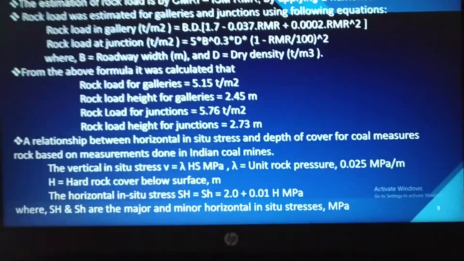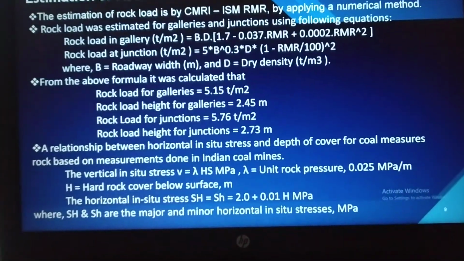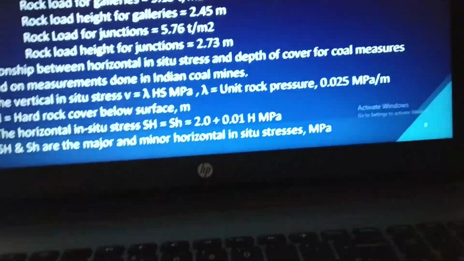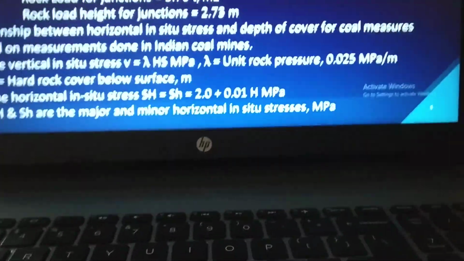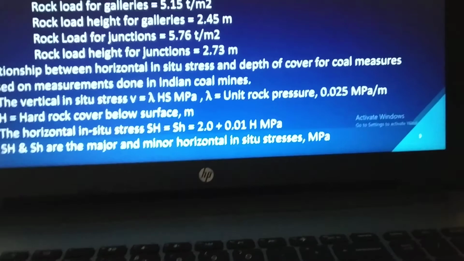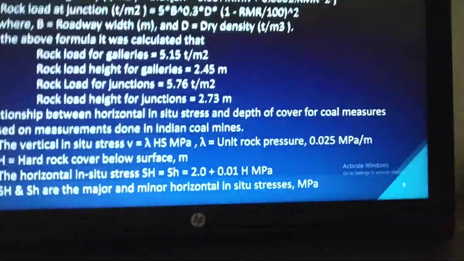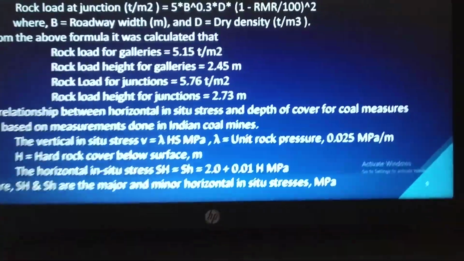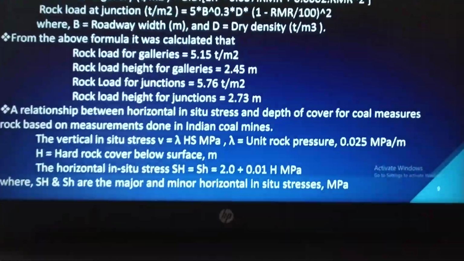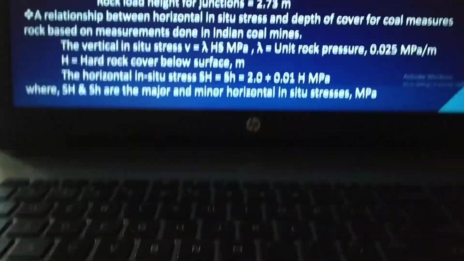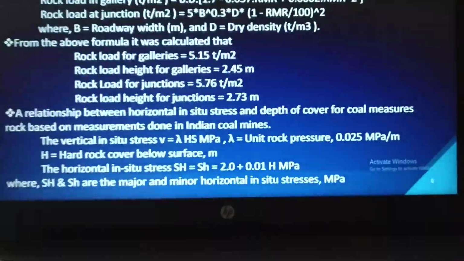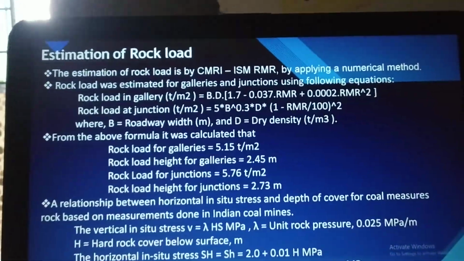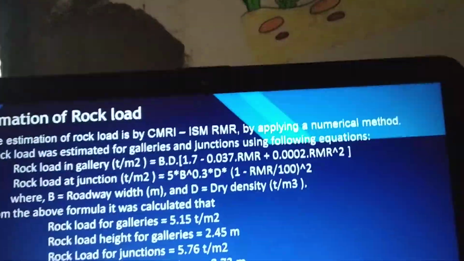There has been a relationship which has been established for horizontal in situ stress in order to determine the in situ stress, which I told was unmeasurable, but there are some relationships which are available by various scientific researchers and they have tended to prove it correct for some of the coal mines. Here we have used for the calculation of vertical in situ stress a normal formula, that is 0.027 into H. H is the depth of the seam, which we have taken as 160 meter, and the horizontal in situ stress is calculated by 2 plus 0.1 into 10 power minus 2 into depth of the mine or depth of the seam.